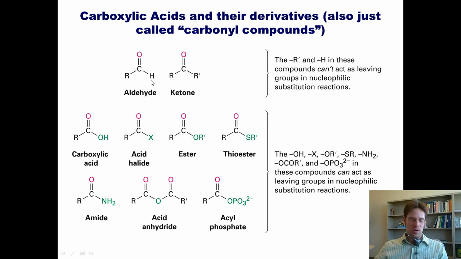Aldehydes and ketones, in contrast, have a hydrogen or an alkyl chain bonded to their carbonyl carbons. Hydrogens and alkyl groups are not good leaving groups, not like an OH or a halogen or an OR. Because of this difference, aldehydes and ketones react differently from all of these other carboxylic acid derivatives. This will become more apparent as we move along.